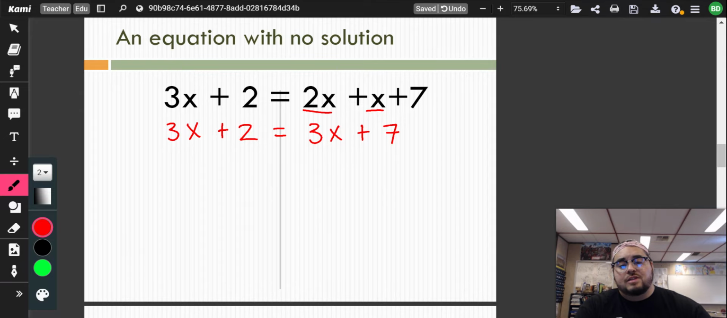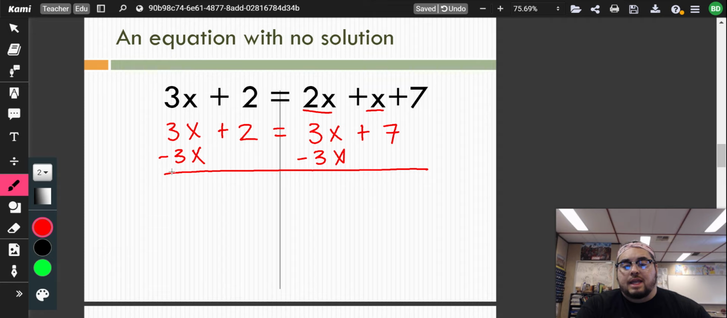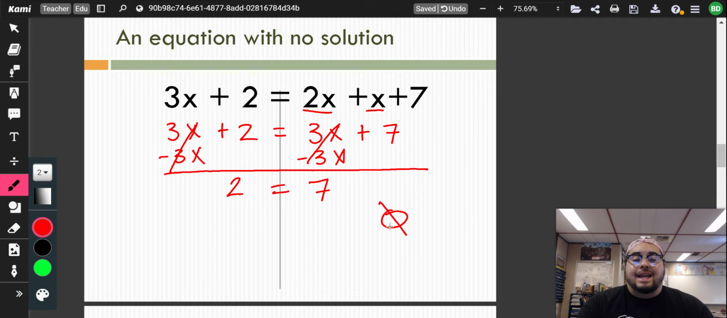But when I do that, when I subtract 3x from both sides, the x's cancel, and the only thing left is 2 equals 7, which I know is not true. So that means that this has no solution. And again, what that means is that no matter how hard I try, I can't find a value of x that's going to make this equation work. So there is no solution.